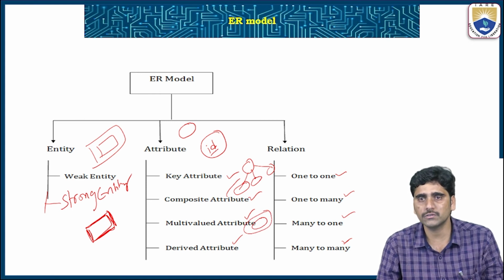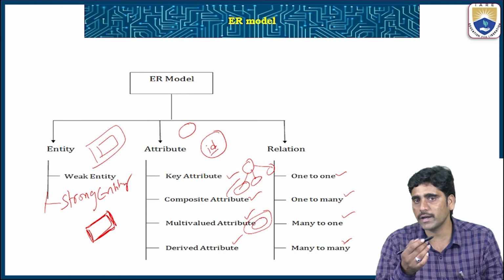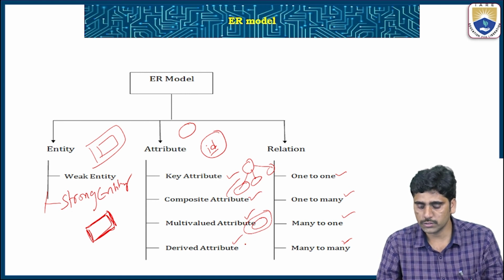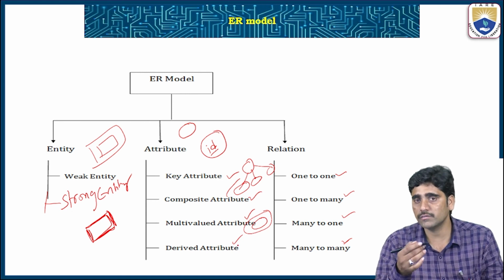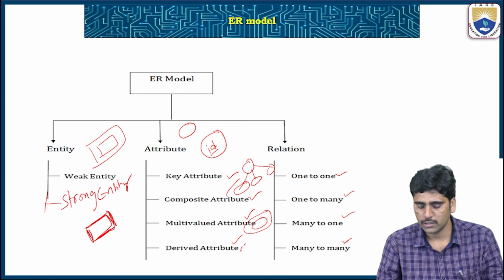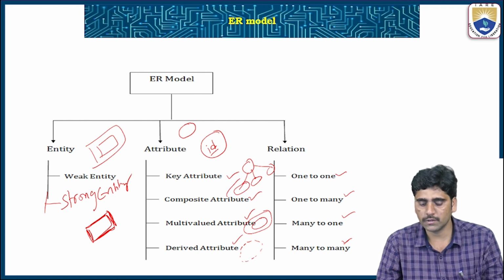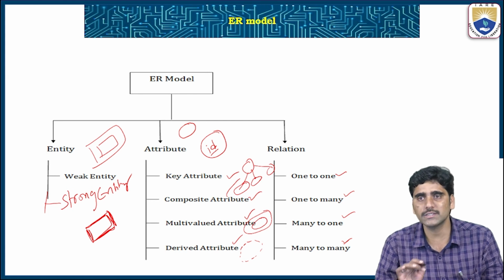And a derived attribute is one that derives its properties from another attribute, a super attribute. So it shows behavior derived from the senior or super attributes. It is represented with a dashed ellipse. So these are the types of attributes represented with symbols.